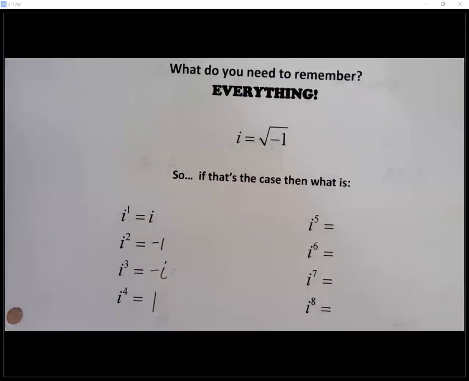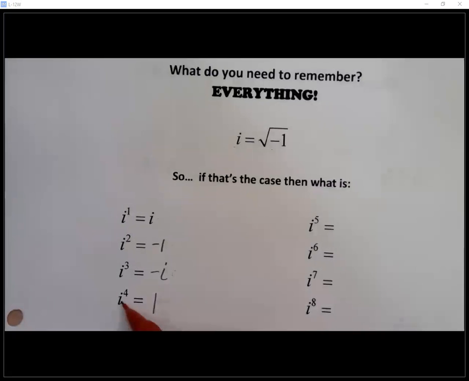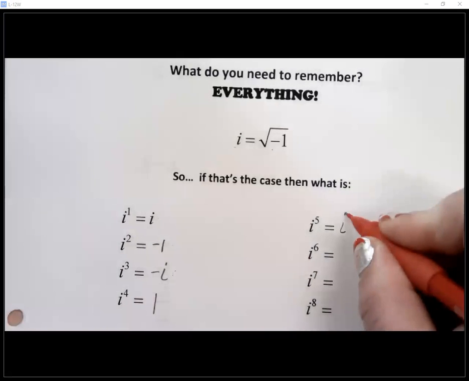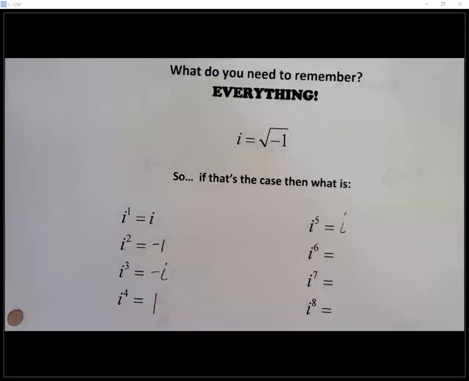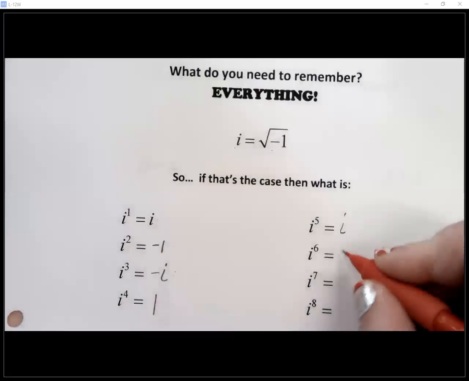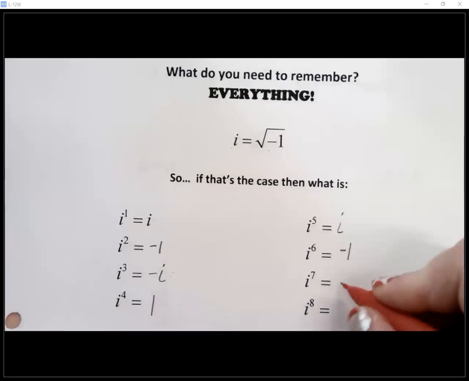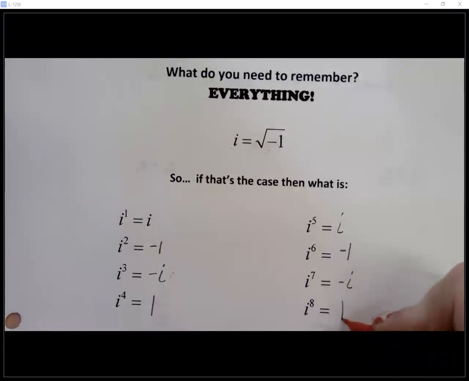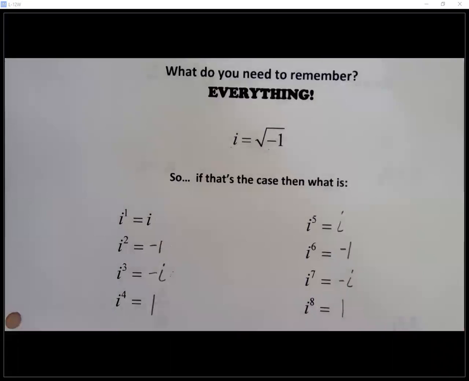What's so neat about this is now a cycle that just continues over and over and over again, because if you think about it, if I multiply times one more i, don't I just get i? 1 times i is just going to be i, and then I just have this cycle that continues over and over. So i to the 6th, everybody, would be -1. i to the 7th would be -i, and i to the 8th, +1.